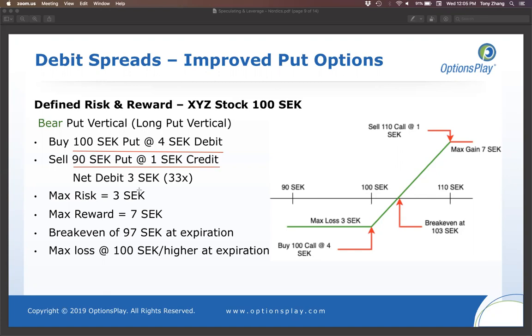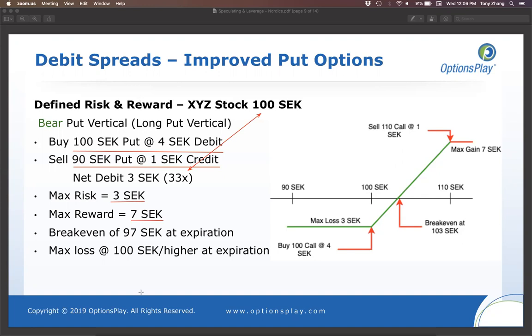Here, you've reduced your risk from 4 crowns to 3 crowns, which means that you've increased your leverage ratio from 25 to 1 to 33 to 1. You have capped your max reward at 7 crowns, but you should ask yourself, even if I didn't cap my rewards, how much money could I have made on that individual trade? And the answer is you probably might find that it's not as much as you would think.